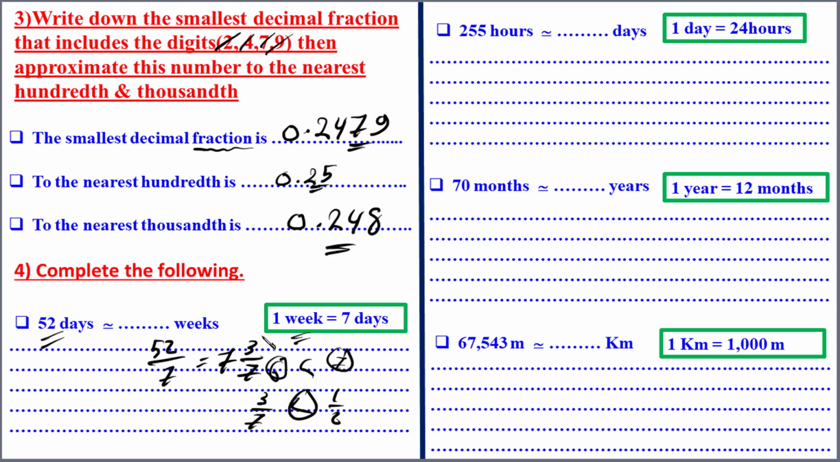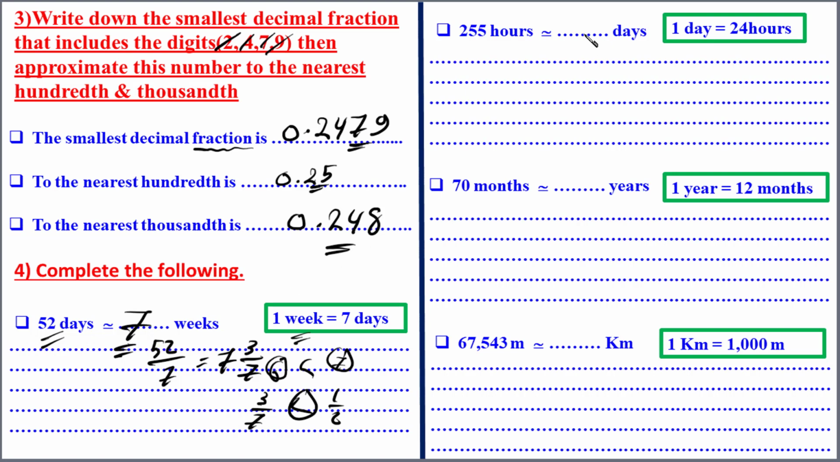And we have here 3 days. The 3 days is less than half a week, because half a week is 3.5. So 3 is less than 3.5. You can find it mentally. So 52 days approximately equals 7 weeks.